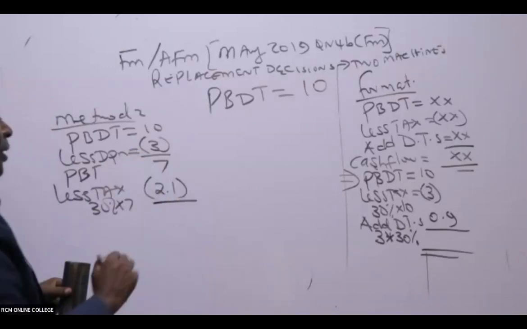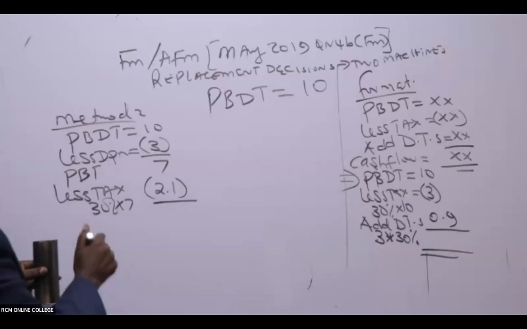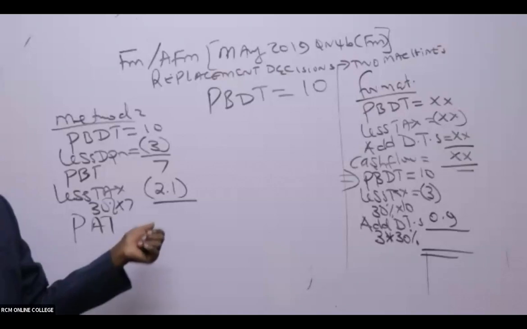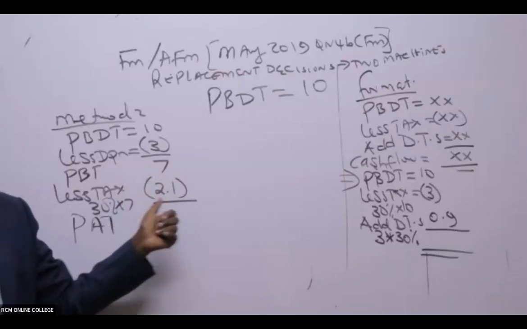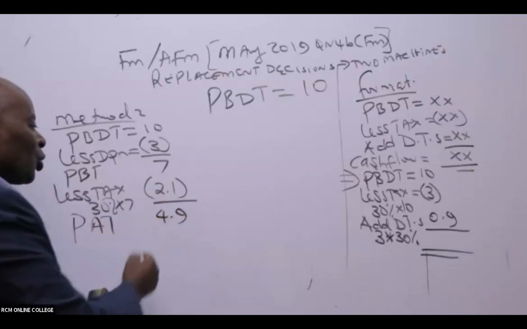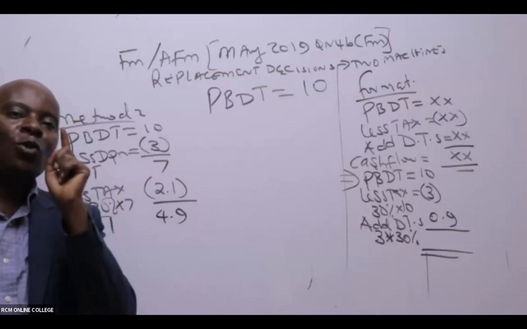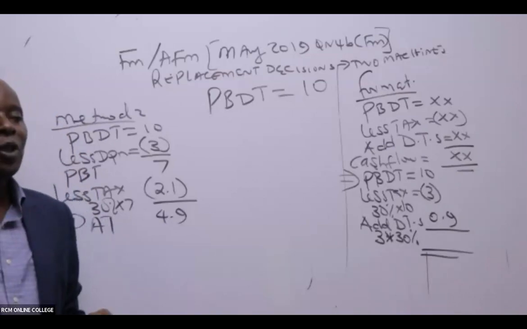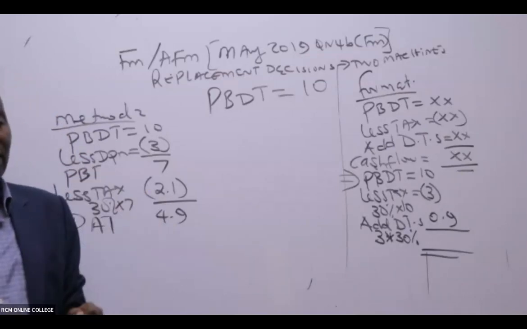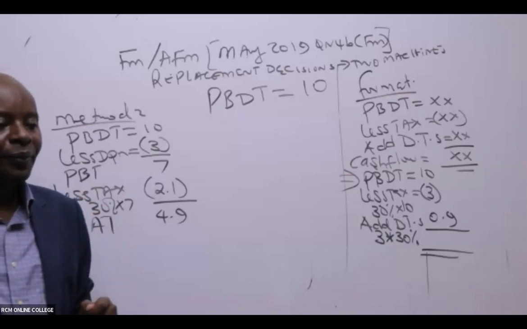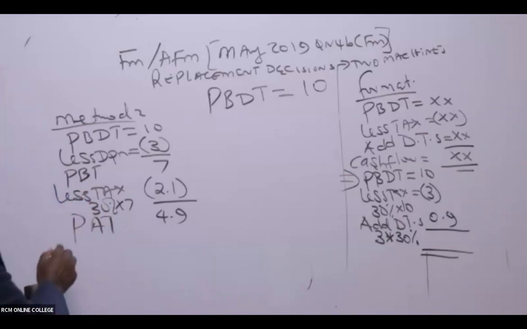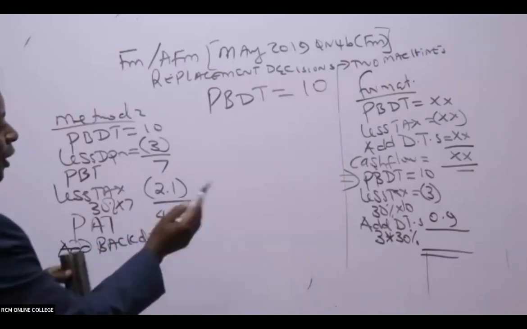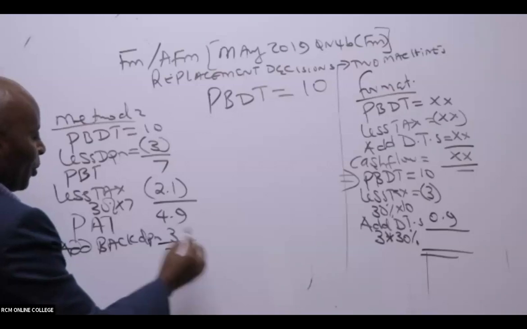So these ninjas are able to give me the profit after tax. What is this profit after tax? 7 minus 2.1 gives us 4.9. If you're using this approach, after you get profit after tax, what should be the next thing for us to get cash flow? We add back depreciation the way it is, which is 3. By doing that, we get 7.9.